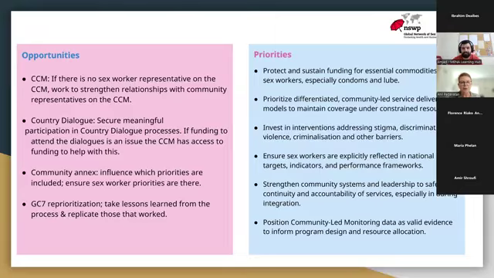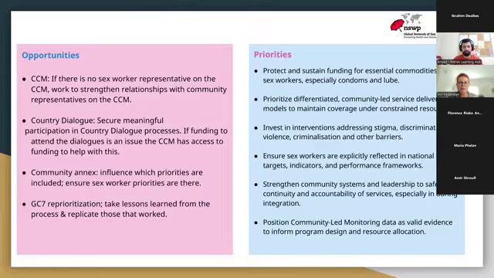For the sex work community, priorities include sustained funding for essential commodities for sex workers, especially condoms and lube. And as we're looking at the introduction of new modalities for prevention, we should not ignore condoms as a pillar for the prevention initiatives. We need to prioritize differentiated community-led services in resource-constrained settings. We need to invest in interventions that address stigma, discrimination, violence, and criminalization, and other barriers. We need to ensure that sex workers are explicitly reflected in national targets and indicators.